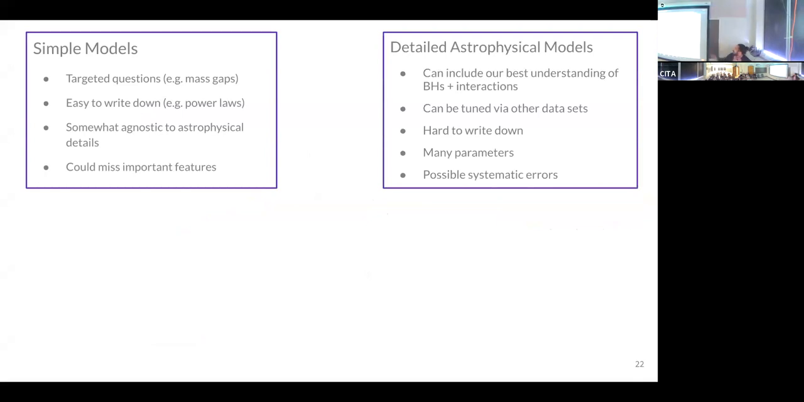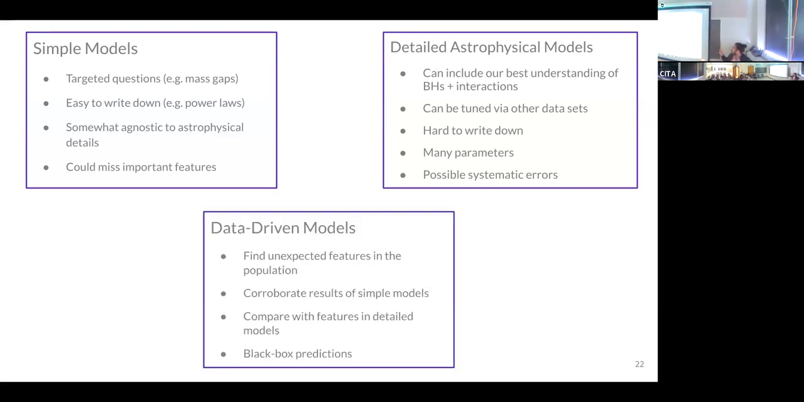I also told you a little bit about the detailed astrophysical modeling, and that's nice because it gets our full understanding of how black holes and neutron stars interact. But it's hard to write down these models. You can't really hand it to someone else. You've got to give them your whole monstrous code. They have many tunable parameters, and they may even still have systematic errors. I was saying you can't be sure that all the physics under the hood is actually correct.